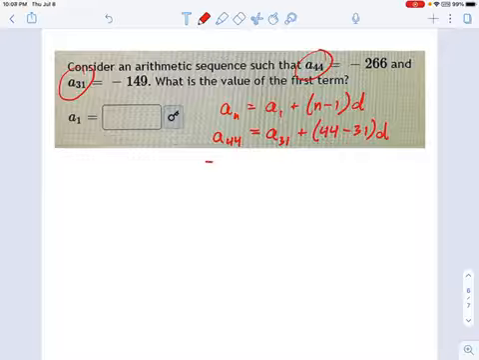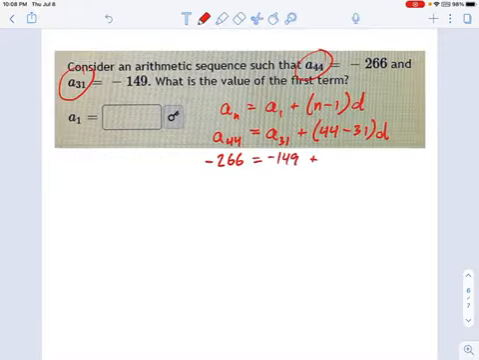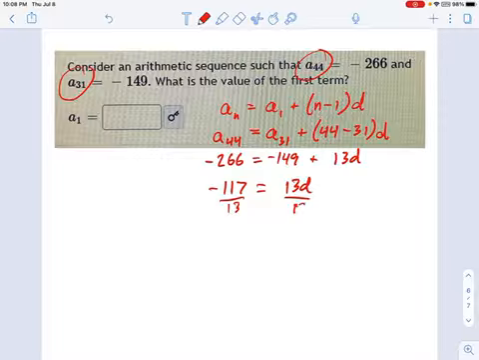Now we can just figure out what d is, because I've got negative 266 over here. I've got negative 149 over here. And I know what 44 minus 31 is. Yeah, it's 13. 13d. Okay, so we can solve this. It's just a single equation, and here I am without my calculator, so hold on a second. I could probably do this math, guys, but people don't like seeing me make mistakes all over the place. So negative 117 equals 13d, which means divide each side by 13, and that looks like negative 9 to me. So negative 9 equals d.